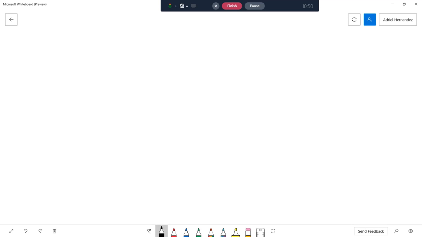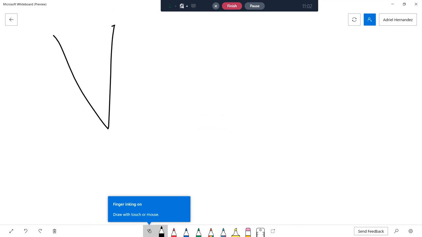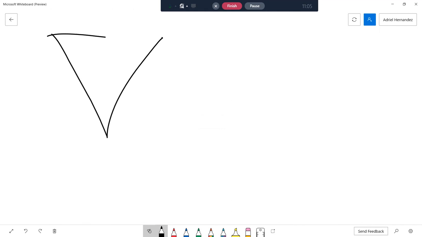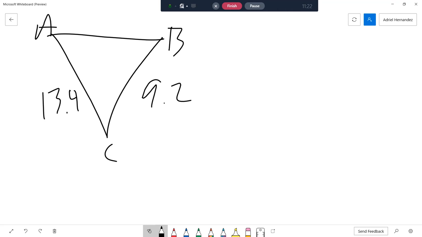So let me write a whole new triangle. It's going to be triangle ABC, and the side lengths are going to be 13.4 and 9.2, and I'm given an angle measurement of 41. So we're going to try and solve for angle B.